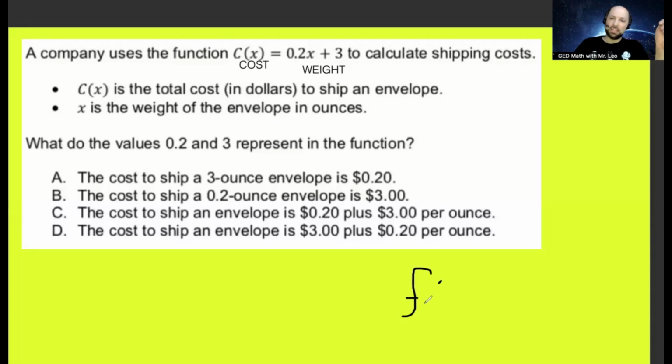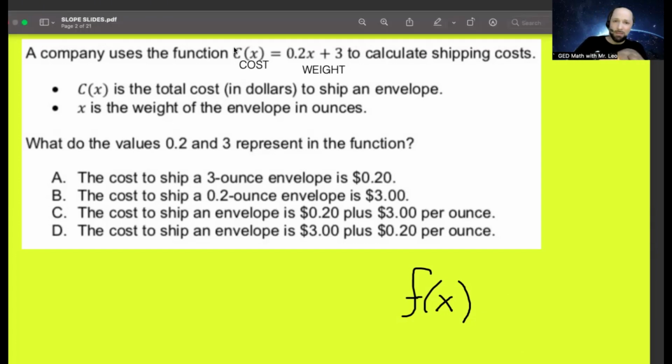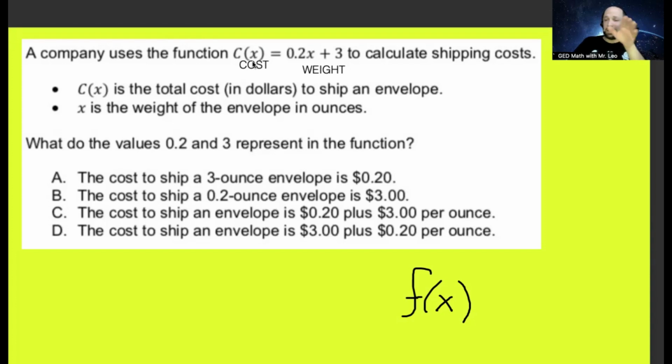F of x is often used to mean the output of a function. F being for function, it's always kind of a fancy F. In this case, instead of using F, they're using the letter C to reflect cost. But they're still keeping this format of C of x. We're not actually going to do any math right there. In this context, C of x is just a label. It stands for cost. This x over here is the weight. That's the x we're going to worry about.